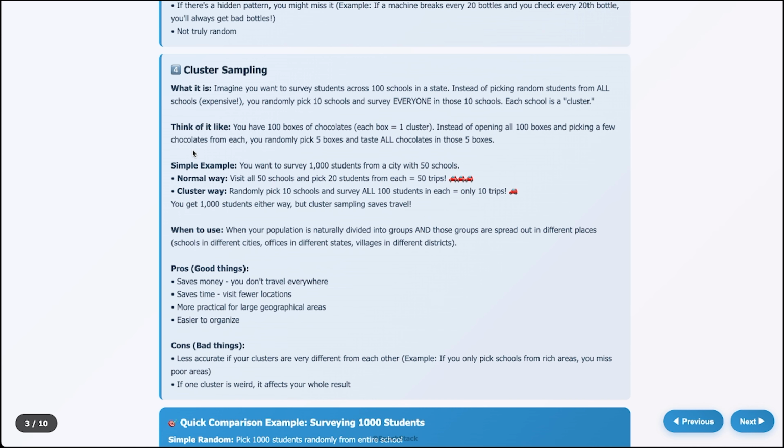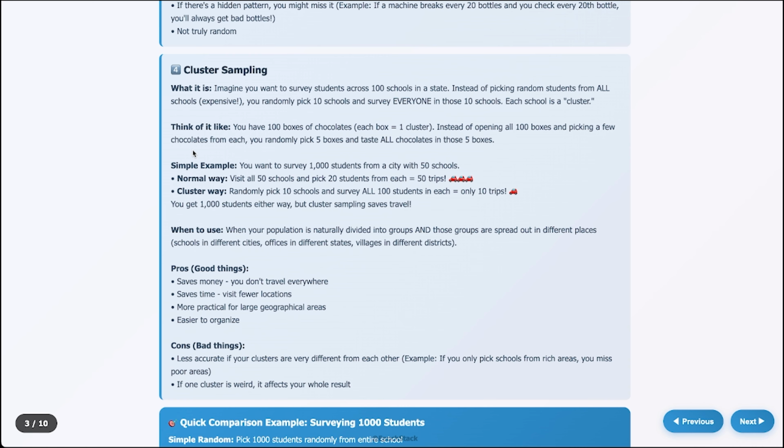Let me give you another example. For example, you want to survey 1,000 students from a city with 50 schools. In the normal way, you will visit all 50 schools and pick 20 random students from each school. So that will be 50 trips. It will take a lot of time for you, and the cost will be more. But in the cluster way, you will only pick 10 schools and survey all 100 students in each school. So there will be only 10 trips to the schools. It will save your time.